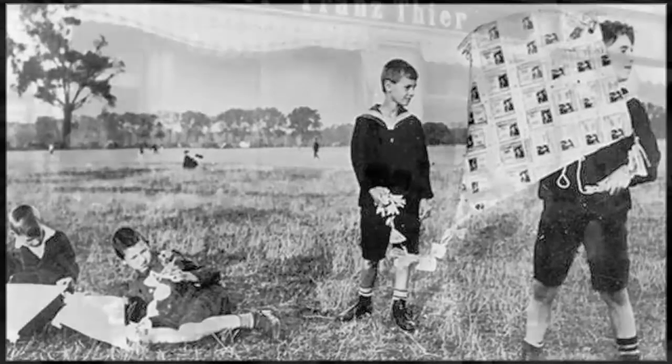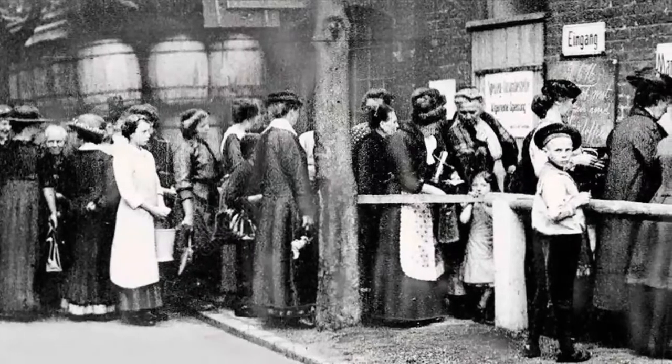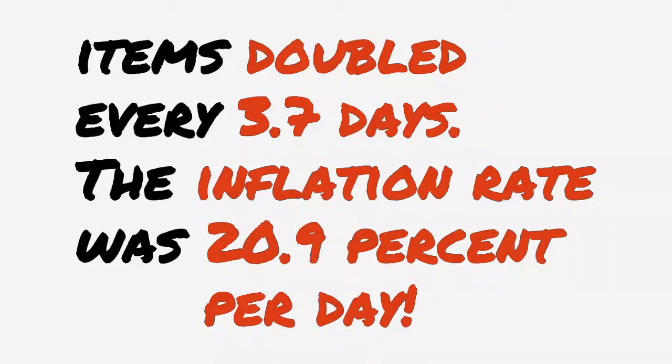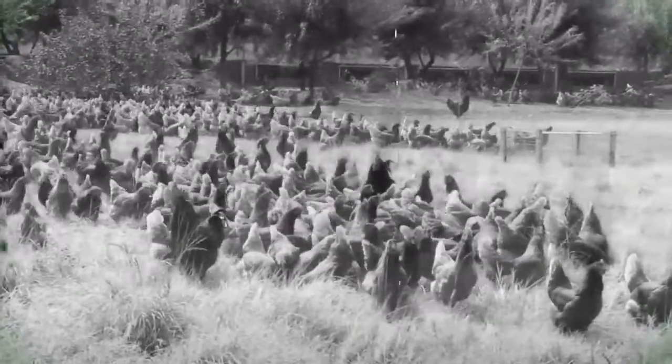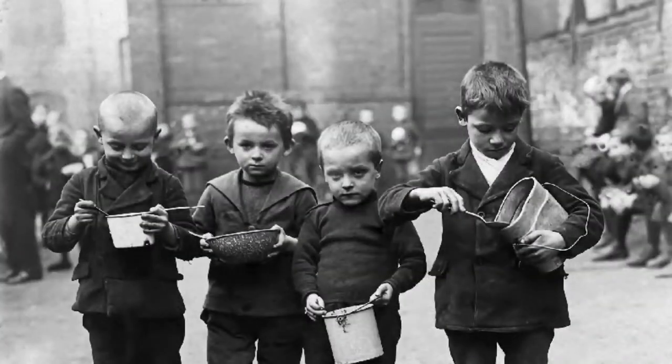During this period, production collapsed, leading to a shortage of goods, especially food, because there was excess cash in circulation and few goods. The price of everyday items doubled every 3.7 days. The inflation rate was 20.9% per day. Remember, the definition of hyperinflation is the inflation rate goes over 50% in a given month. Farmers, and others who produced goods did well. However, most people lived in severe poverty.